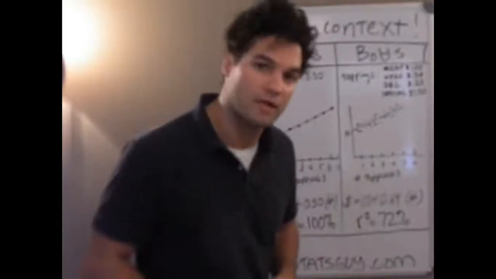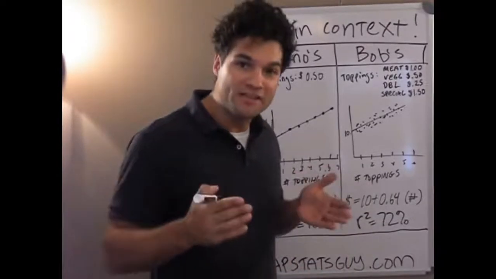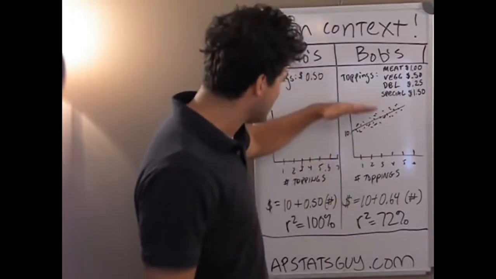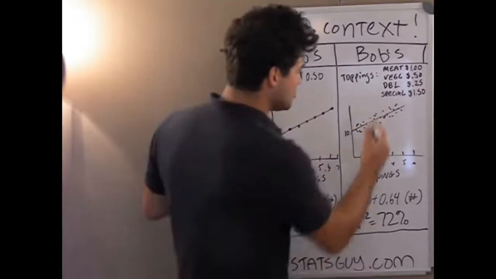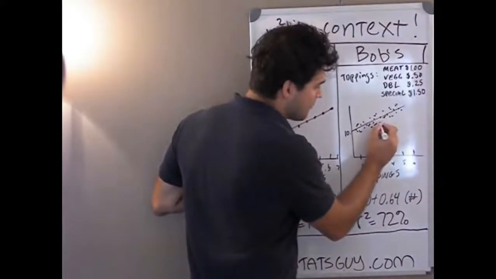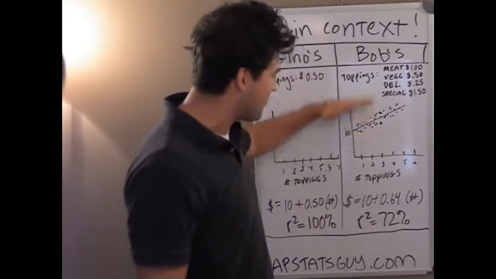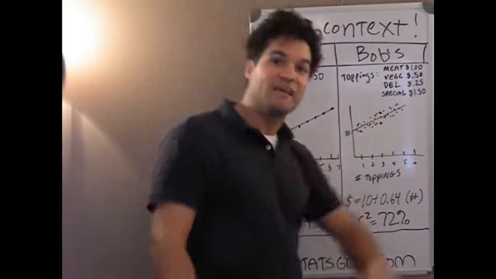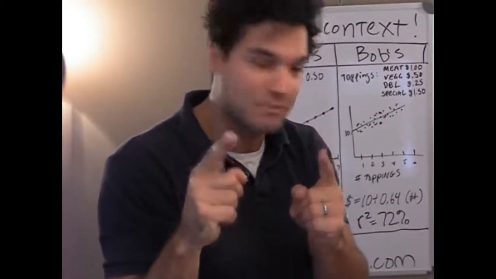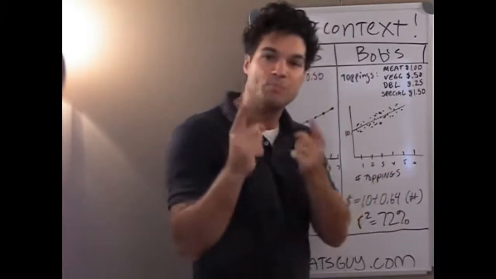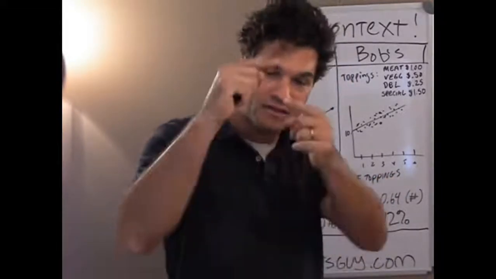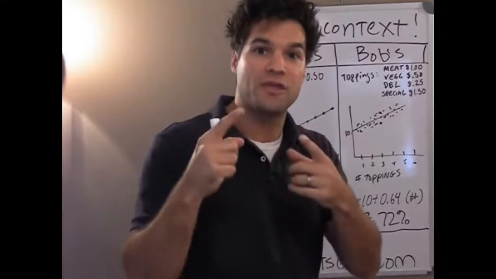But over here at Bob's, it's a different story. While the model does explain some of the price differences, notice at Bob's you can have two pizzas with 3 toppings but different prices. So while the model does explain 72% of the price differences, it doesn't explain all of the price differences. There's other reasons besides number of toppings why 2 pizzas might cost differently. So think about this, ready?